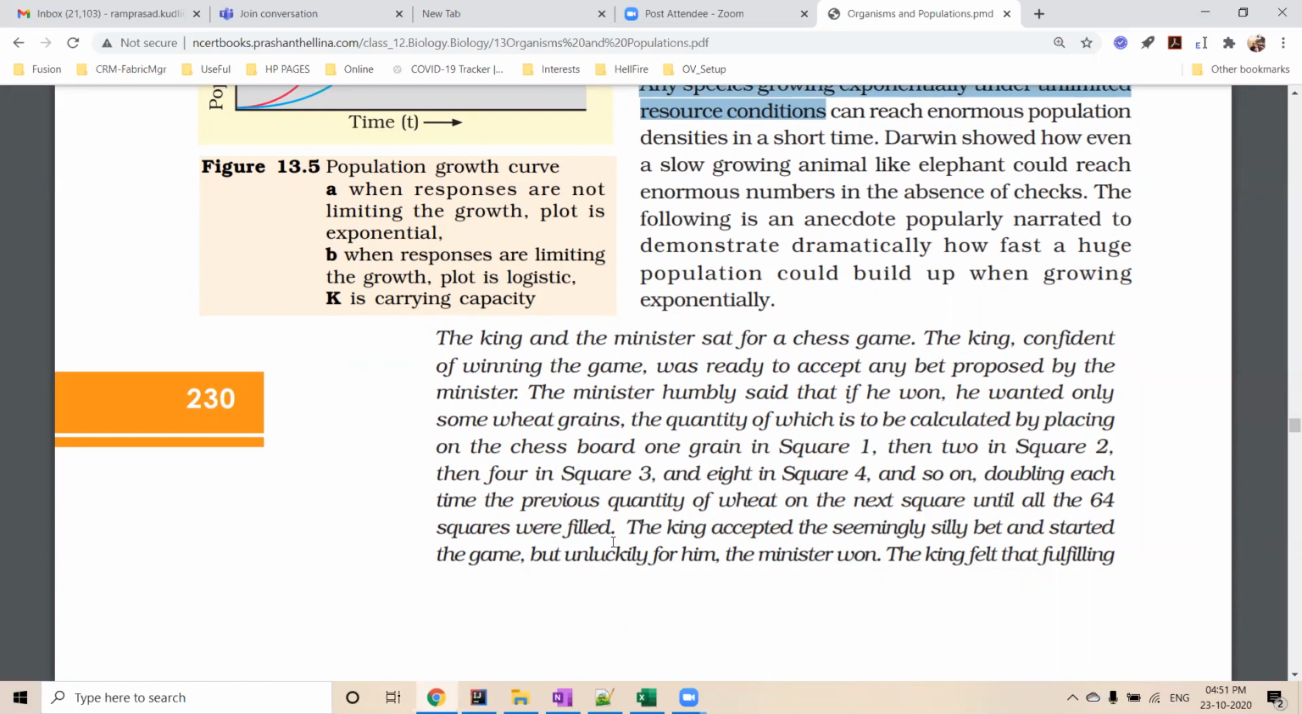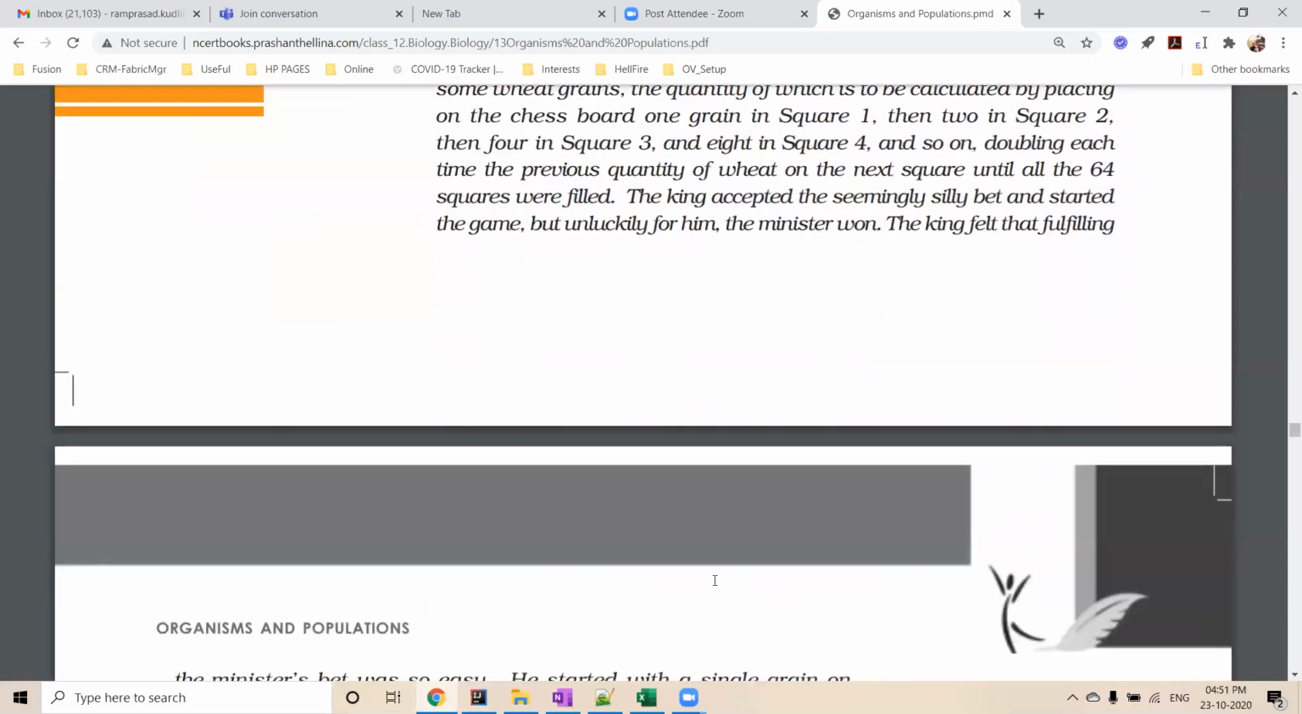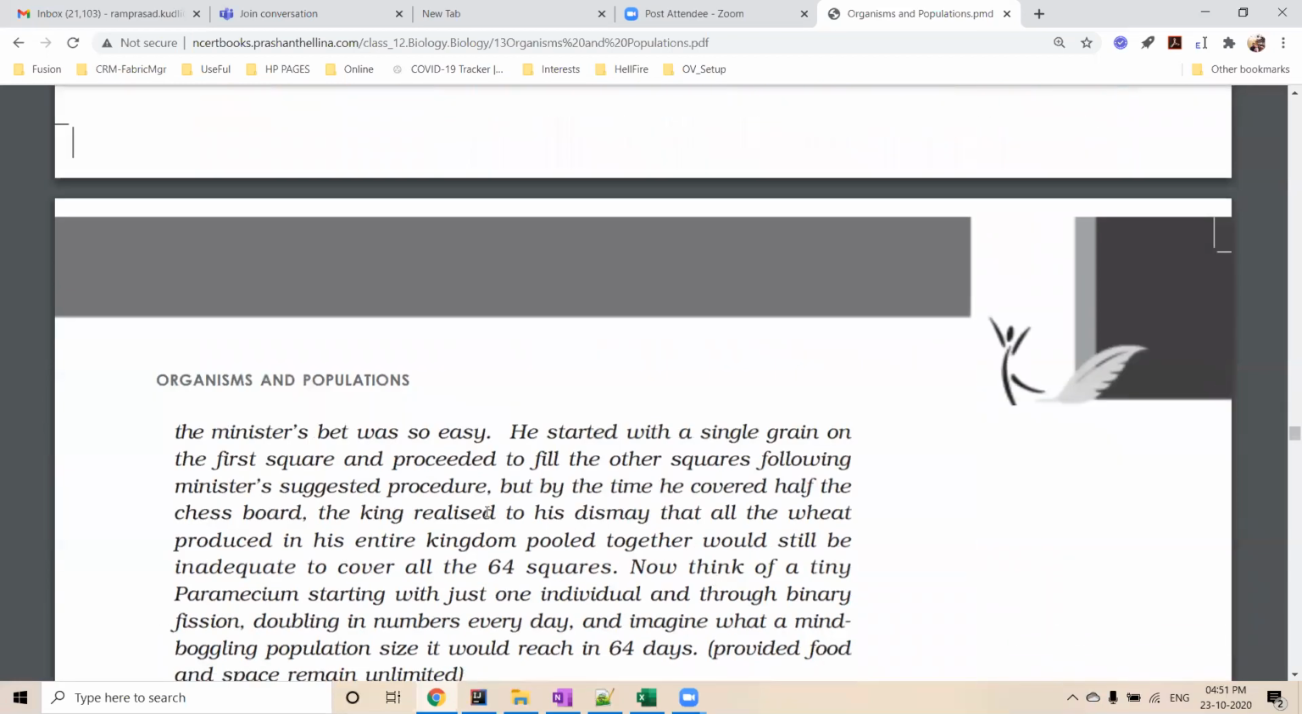So just imagine there are a total of 64 squares. So in the first square, 1 grain, fine, 2 grains, 4, 8, 16. So it doubles. And the king accepted the silly bet and started the game. But unluckily for him, the minister won, and the king felt that fulfilling the minister's bet was so easy.